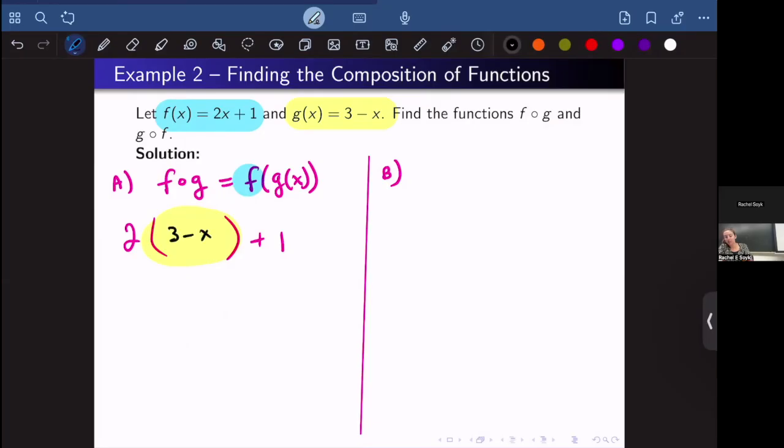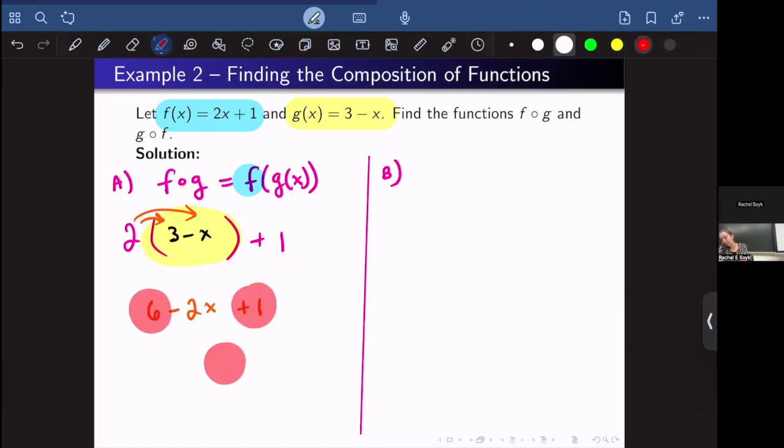3 minus x. And now from here, it's just simplification. Utilize your knowledge of distributive property, combine like terms, and then you're good to go. 2 times 3 gives you 6, minus 2x plus 1. Combine some like terms. 6 plus 1 gives you 7. So therefore, your f of g is just negative 2x plus 7. And then you're done.